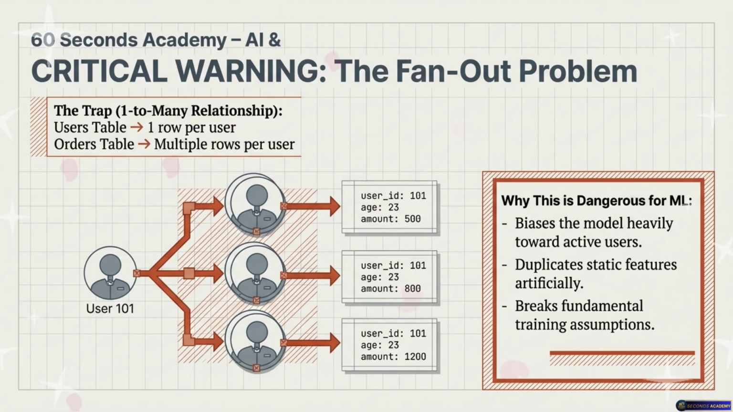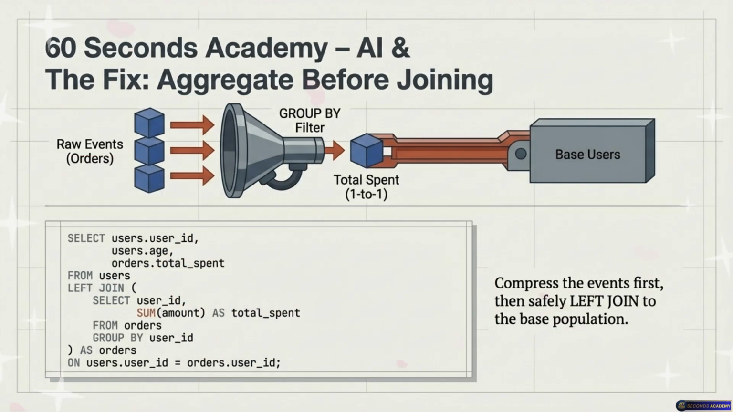The model looks at the data and thinks your app is incredibly popular with a massive diverse crowd of 23-year-olds, when in reality it's just one highly active person buying a lot of stuff. The whole premise of the prediction algorithm is compromised. Totally compromised. So how do you fix this? Do you just filter out the duplicates later in Python? No. Filtering later in Python is highly inefficient and really dangerous because you've already lost the historical context of those extra orders. You don't know which one was first or how much the total was.